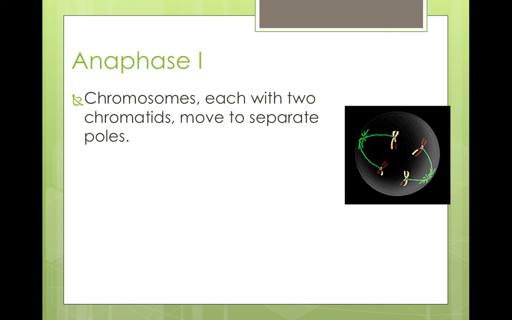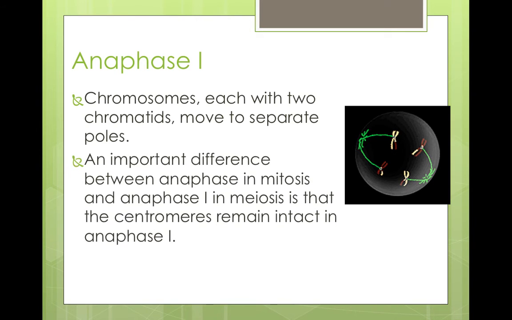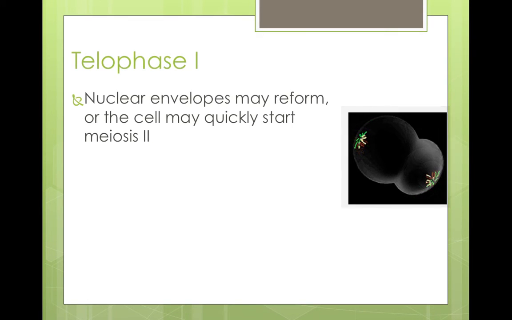In anaphase 1, the chromosomes split apart to the separate poles, but the centromeres between the sister chromatids stay intact, unlike anaphase 2. Telophase 1 happens just that fast. In telophase 1, the nuclear envelope might reform depending on the species, or the cell might just go directly into meiosis 2. So all those other things we learned about in telophase, the nucleolus reappearing, the nuclear membrane reforming, may or may not happen.